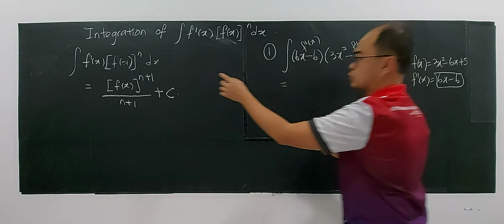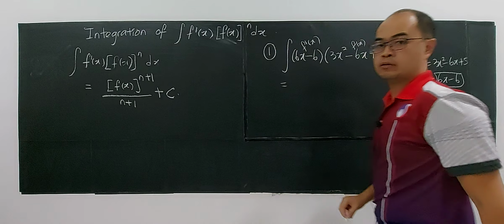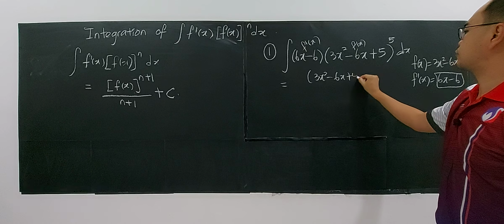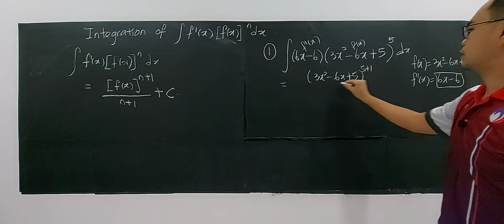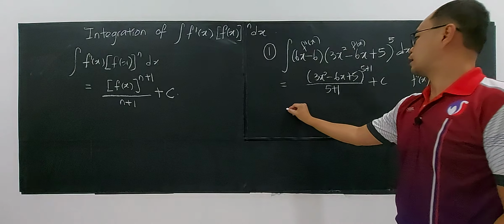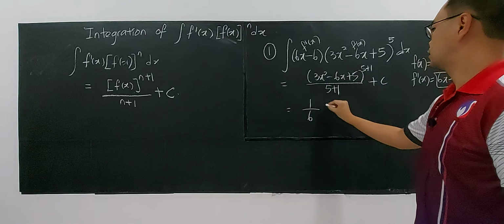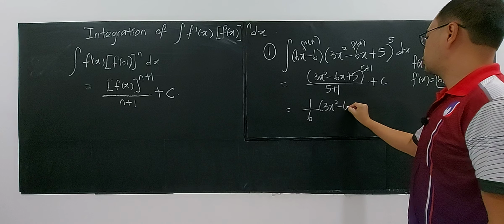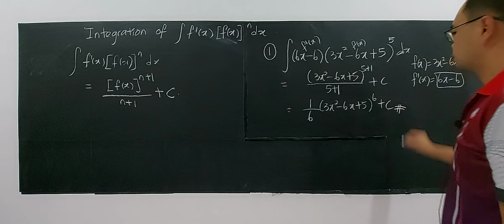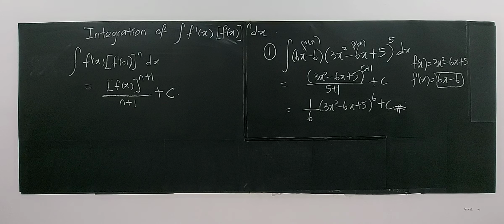So very easy. You copy back this thing and you just add 1. So it means you have 3x to the power of 2 minus 6x plus 5, you just add 1 to the power, then divide by 5 plus 1. As easy as that. So you get 1 over 6, 3x squared minus 6x plus 5 to the power of 6 plus c. Very simple. You just apply the formula and copy the whole thing, add 1 to the power, divide by 5 plus 1. Alright, let's go for more examples.